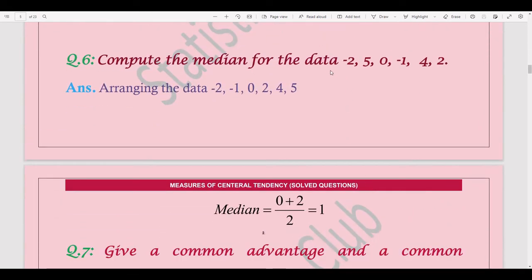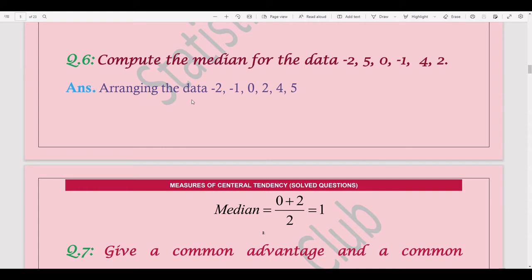Compute the median for the data set. As you know, in median we arrange the observations in ascending or descending order. Here we arrange the observations in ascending order. Ascending order means from least to highest. So the minimum value here is -2, then -1, 0, 2, 4, 5. So there are 6 observations, so the number is even. For even, median, data is ungrouped.